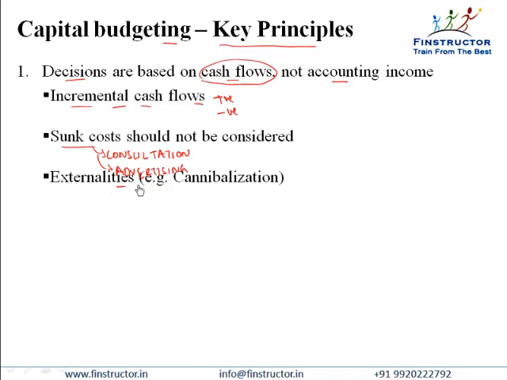Externalities must be considered. So if the new project is going to eat up sales of an existing product, that is, it is going to cannibalize some other cash flows, then that impact should be accounted for. Similarly, if there is an external benefit, that is, launching this product will also help the sales of another product, then that external benefit or external cost should be accounted for.